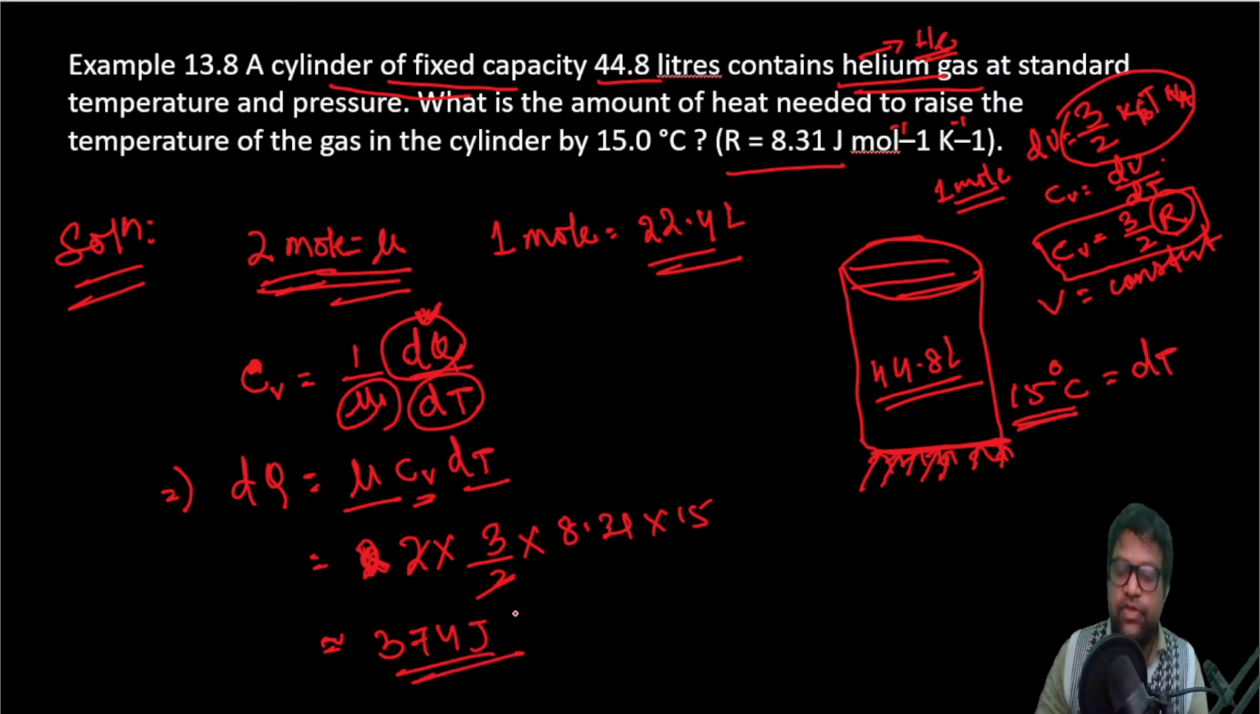So this much of heat should be supplied to the container, whose volume we cannot change, or it is a fixed volume container, and the container is containing 44.8 liter of helium, and we should provide 374 joule to raise 15 degrees centigrade. The temperature should increase 15 degrees centigrade. So this is the answer. Thank you. We will discuss some more concepts in the next video.